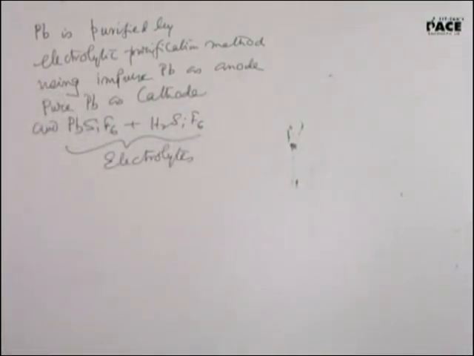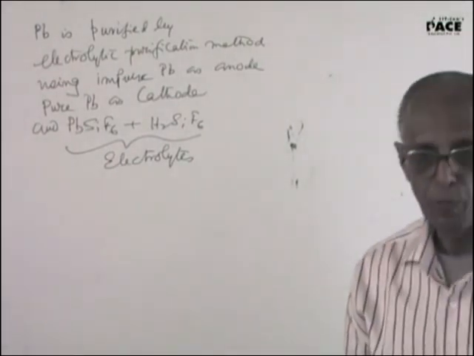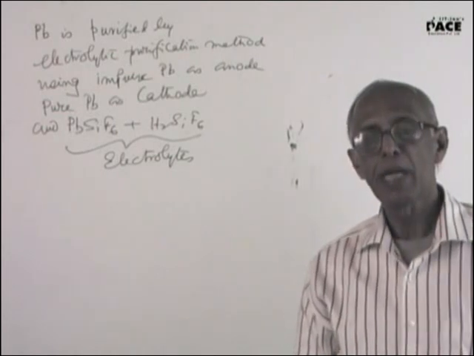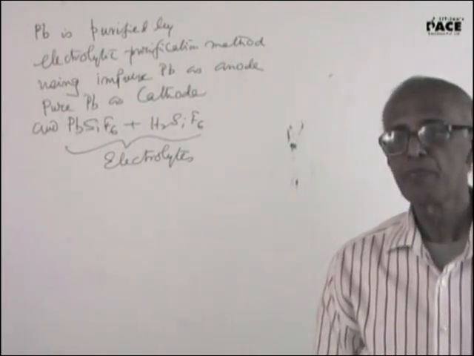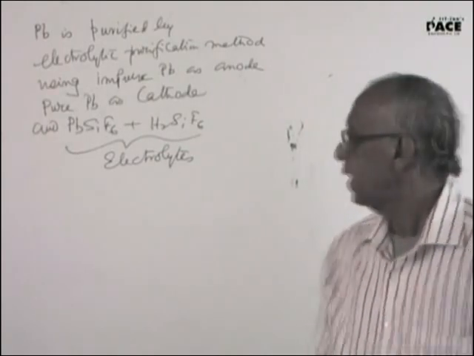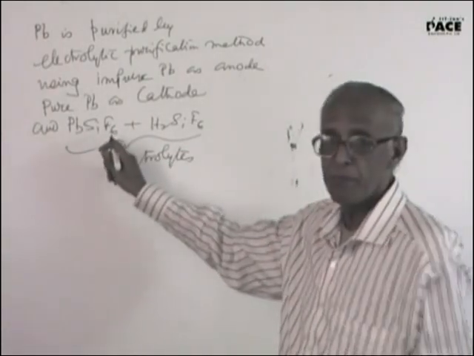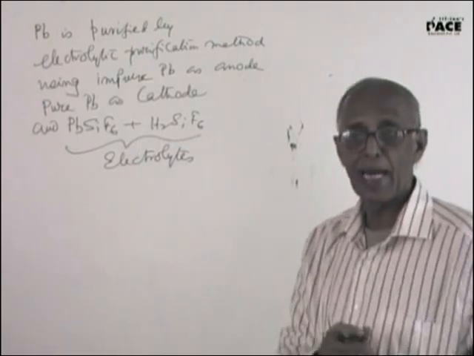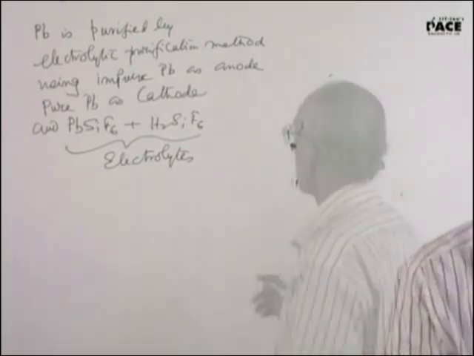So the lead which you get from galena by the self-reduction method is further purified by the electrolytic method, where you take impure lead as anode, pure lead as cathode, and lead silicofluoride and hexafluorosilicic acid as electrolyte.